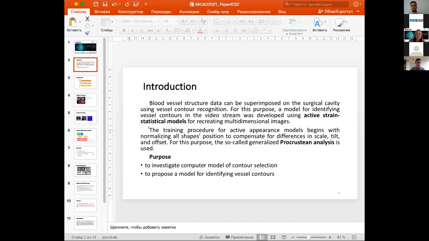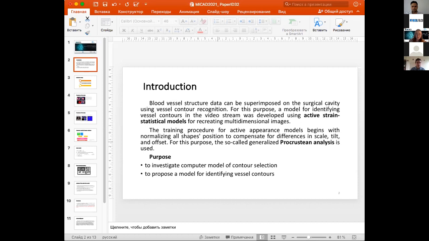Blood vessel structure data can be superposed on this surgical cavity using vessel contour recognition. For this purpose, a model for identifying vessel contours in the video stream was developed using active strain statistical models for recreating multidimensional images. The training procedure for active appearance models begins with normalizing all shapes' position to compensate for differences in scale, tilt, and offset. For this purpose, the so-called generalized Procrustes analysis is used.